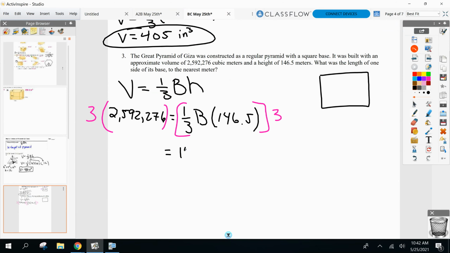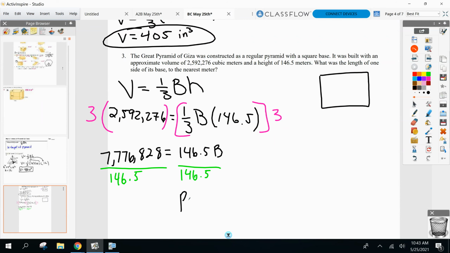So I got 146.5 times B, and on this side I have a pretty large number here. Is that the correct number? Yeah, 7 million. Everyone else good? Just checking my work here. There you go. And then I won't ask anybody here. Hopefully we know at this point, divide by 146.5. Oh, having a little fun here. So the area of the base.